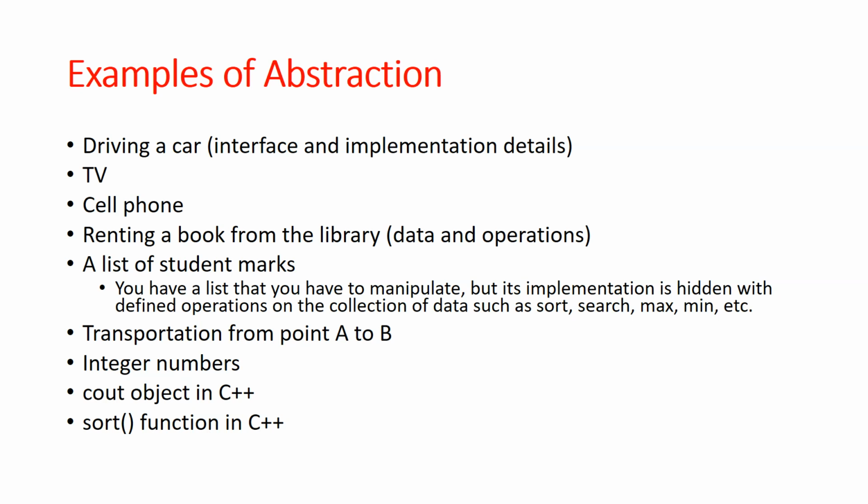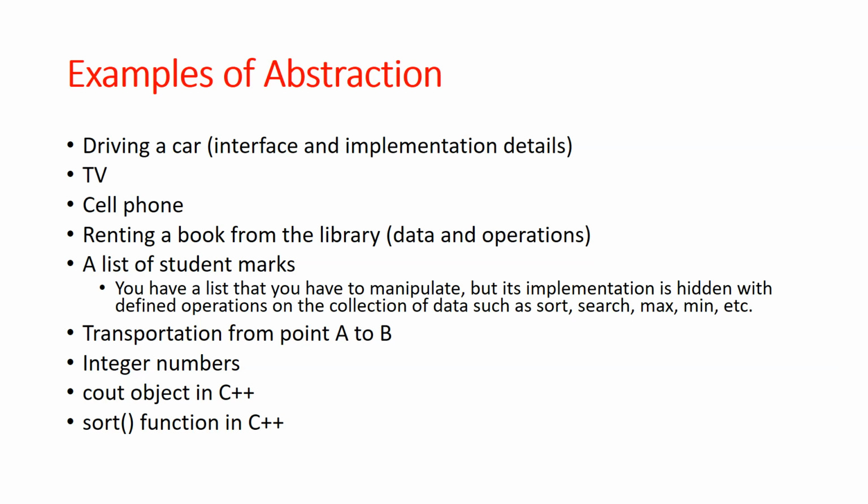The same concept applies to TV and cell phone. Or if you have a program that takes care of a library management system, renting a book from the library, many aspects of the program are hidden from the user. The user can only see certain things. We don't know how these are implemented. We only need to know the availability of the books, when a book is due, and stuff like that, but the user doesn't know how the program was implemented.